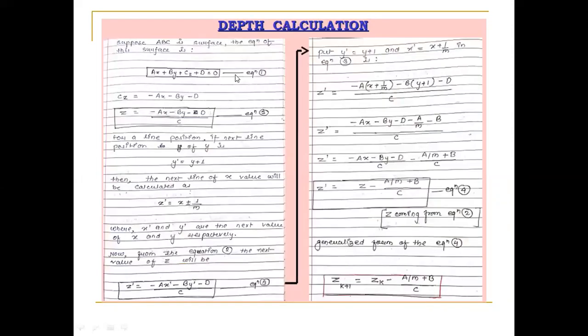To calculate the depth, we have the following calculation. Suppose ABC is a surface. Since it is a plane, we take its equation as Ax + By + Cz + D = 0. From this equation, Cz = -Ax - By - D, by moving all those values to the other side of the equals sign. Since we have to calculate the depth z, z will be equal to (-Ax - By - D) / C. Call this equation 2.